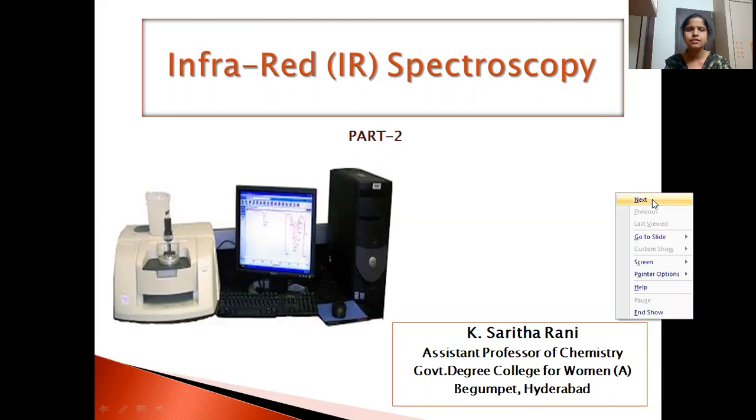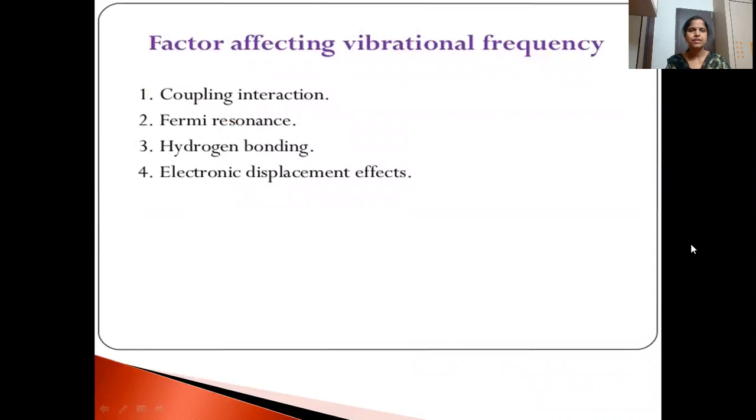We have also seen Hooke's law, how the vibrational frequency changes with the force constant as well as the mass of the atoms. In the formula, nu bar is equal to 1 by 2 pi under root k by mu, where k is the force constant and mu is the reduced mass. As the force constant increases, vibrational frequency also increases. And vibrational frequency is inversely proportional to the mass. So as the mass increases, the vibrational frequency decreases.